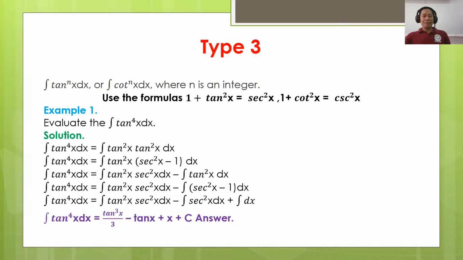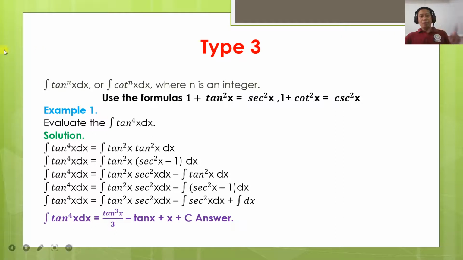So, type 3 is, iba naman po pag type 3. Pag type 3 kasi, ang given is only ito lang: tangent x to the n power dx, or cotangent x to the n power dx, where n is an integer. Yun lang po ang condition. It means, pag sinabing type 1, type 2, sine and cosine lang yun, odd, even lang yung pinag-uusapan doon. Kapag may odd na kahit isa, that is type 1. Kapag parehas even, that is type 2.